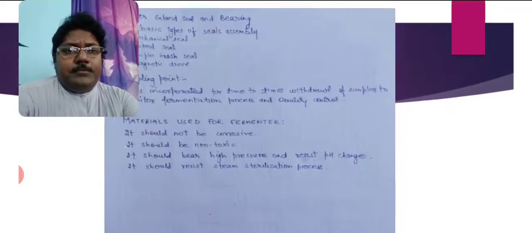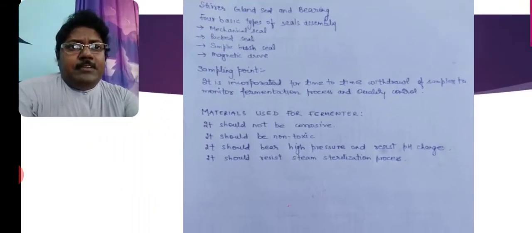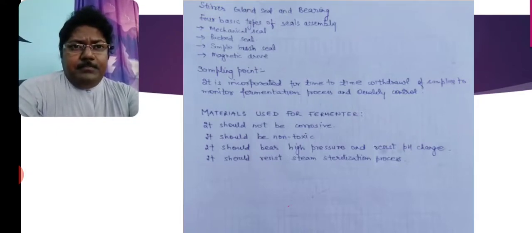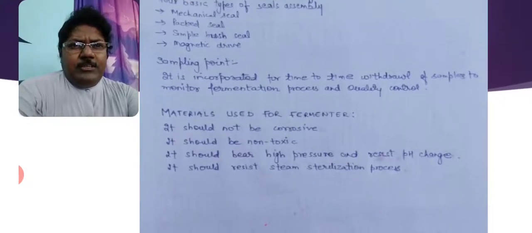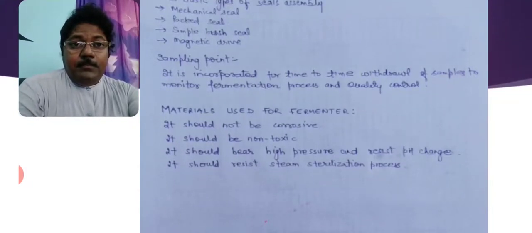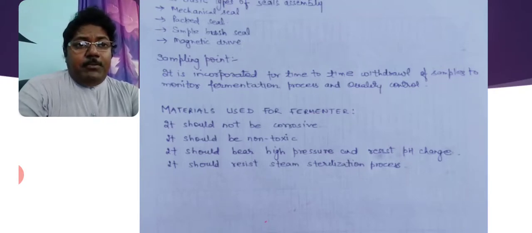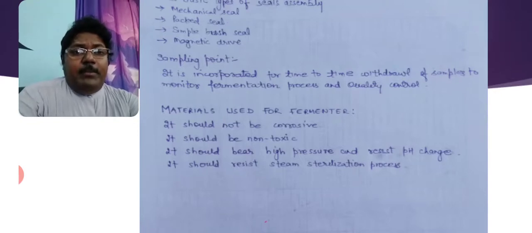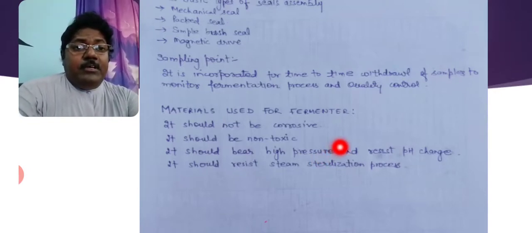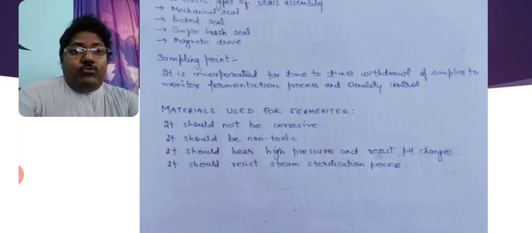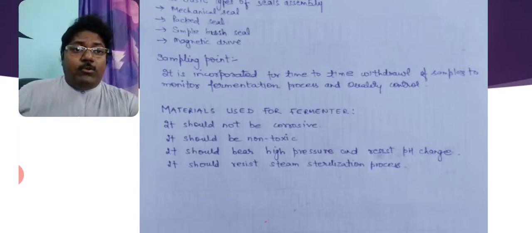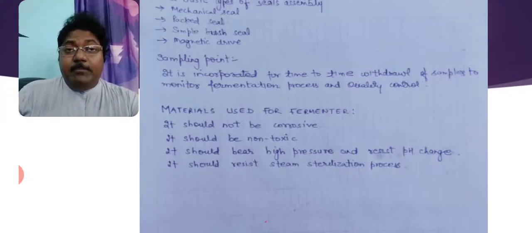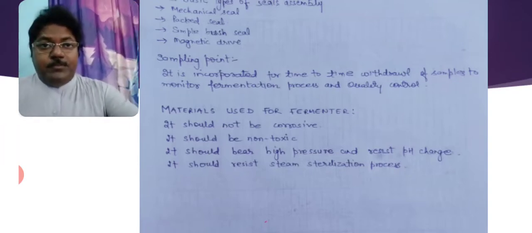Now, the stirrer gland. There are four basic types of seals in assembly: mechanical, packed, simple bush, magnetic drive, etc. Sampling point. It is incorporated for time to time withdrawal of the sample to monitor the fermentation process and for quality control. And the other very important thing is the material which is used for the fermenter. It should be non-corrosive, non-toxic. It should bear steam sterilization processes, and it must resist high pressure and pH. This is very important.